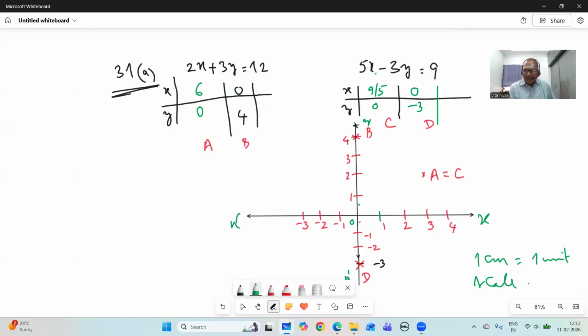Similarly, the second equation is 5x minus 3y equal to 9. You take y equal to 0. So 3 into 0 is 0, minus 0, and 5x minus 0 is 5x. So 5x is 9, so x becomes 9 by 5. And if you take x equal to 0, this is 0 minus 3y, which is minus 3y. Minus 3y is 9. So y becomes minus 3. Minus 3 cancels in 9, minus 3 times. Therefore, y becomes minus 3.